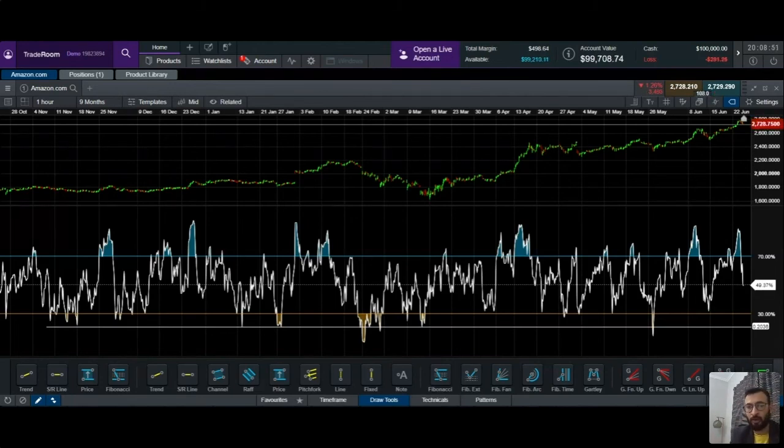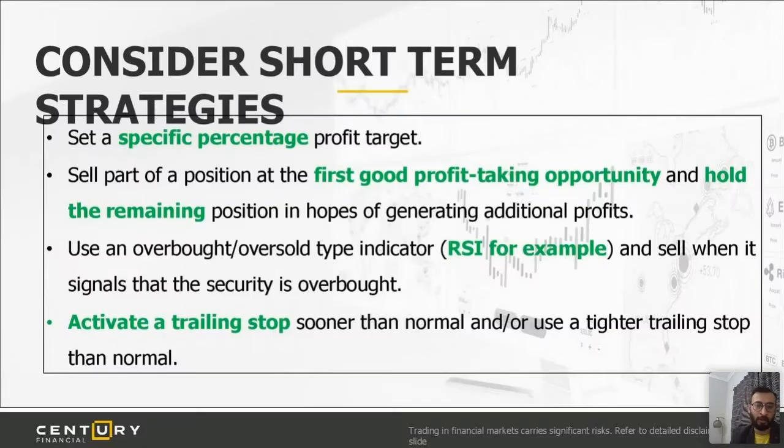So this is something which you can also use when you are doing it. Now, last but not the least, we talked about trailing stop loss. Trailing stop loss is something which is really helpful. Now, activating a trailing stop loss sooner than normal. So I'll just give you a verbal idea of how a trailing stop loss works.